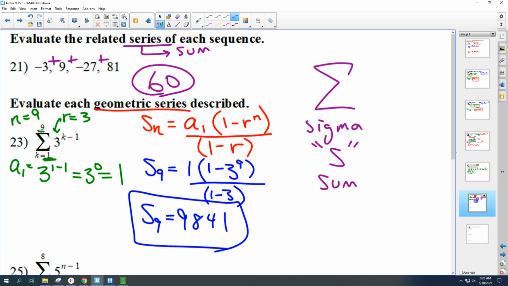Now, the other way of doing this problem is not very fun, but you'd plug in 1 and you'd get 1. And then you'd plug in 2 and you'd get 3. And you'd plug in 3 and that's going to be 9. And you'd plug in 4 and that's going to be 27. And you'd plug in 5 and that's 3 to the 4th, that's 81. And you'd plug in 6 and that's 3 to the 5th, and I think that's 243. And you plug in 7 and you plug in 8 and you plug in 9 and you add those things up. I don't want to have to do that. I don't have to do that because I have this formula.